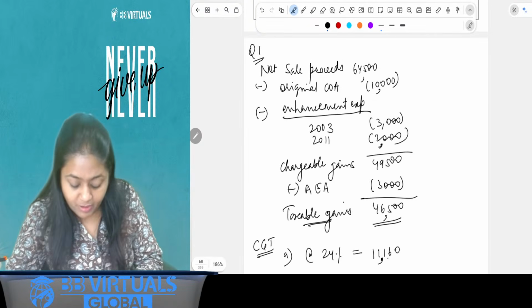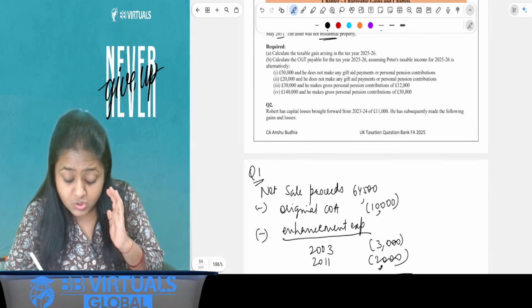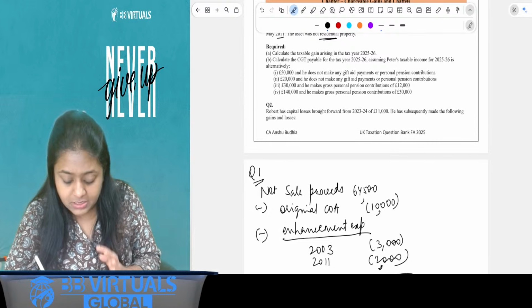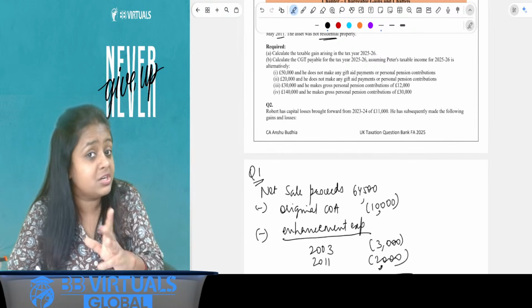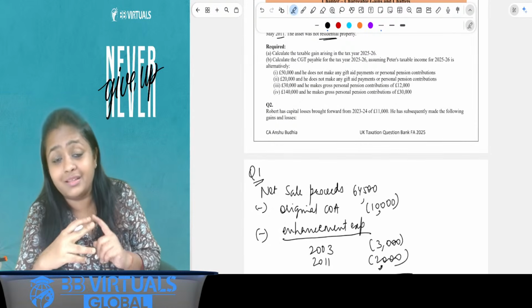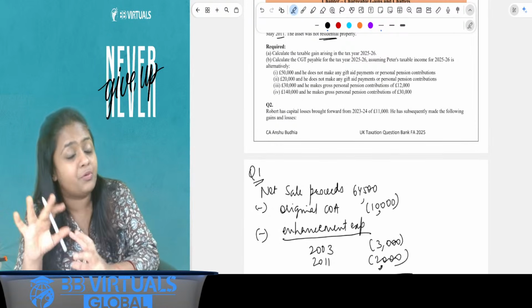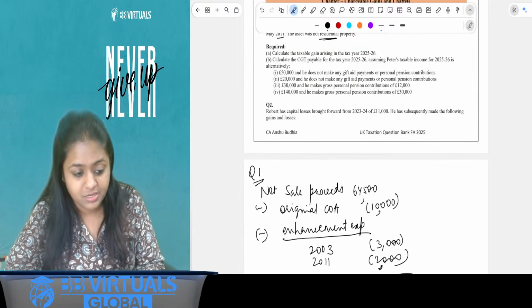Let's take the second one. The second one says the taxable income is only 20,000 and there are no gifted donations and no personal pension contribution, it is only 20K. That means 17,700 is still the BRB available. Till that point, the rate will be 18%, and post which it will be 24%. Okay, so let's do that.